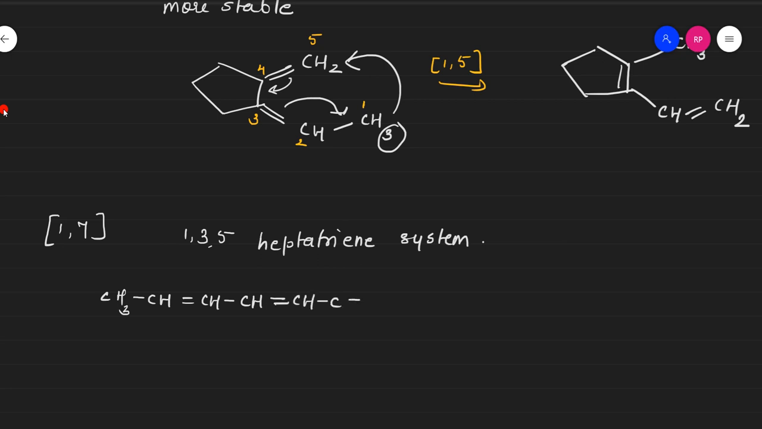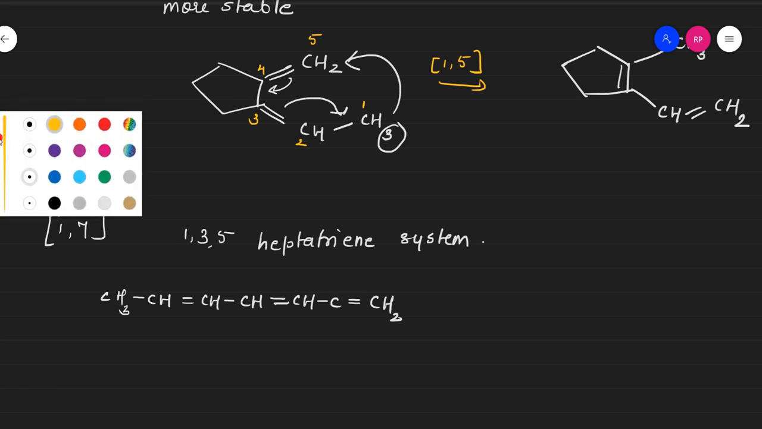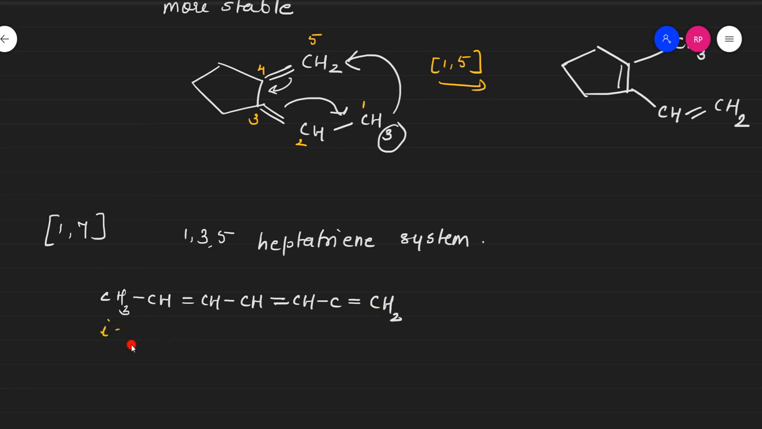1, 2, 3, 4, 5, 6 and 7. Now when you are doing it as per nomenclature, the numbering will begin from here because this will give you a lower number. But we are not talking about nomenclature; the i, j numbering is about the shift, right? So i here is 1, and j over here is 7. My H from here is going to shift over here.